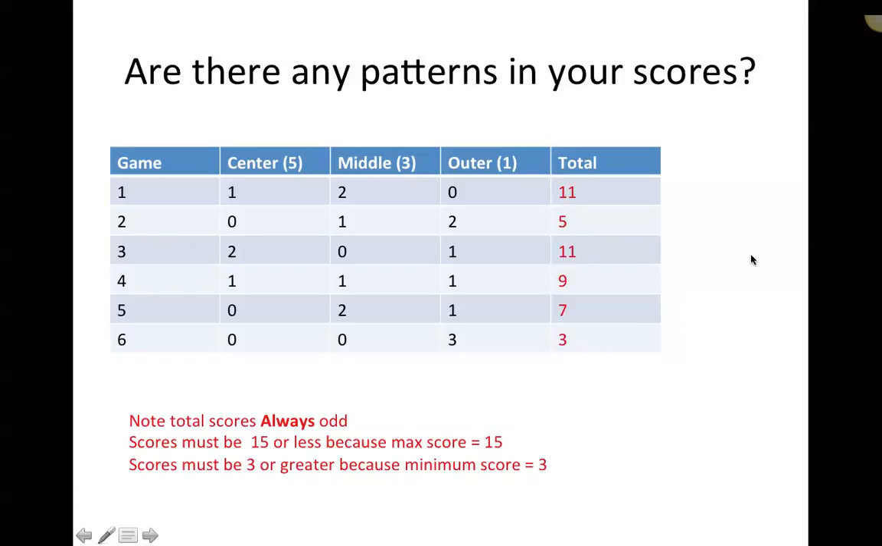The patterns you should find are that in the total scores, they are always odd. If you look at this example, you have a 3, a 7, a 9, 11, a 5, and another 11. No even numbers. In our current setup of the target, using 3 throws, it's impossible to get an even number. Also, the scores must be 15 or less because we found out the max score is 15. And also, the scores must be 3 or greater because the minimum score is 3.